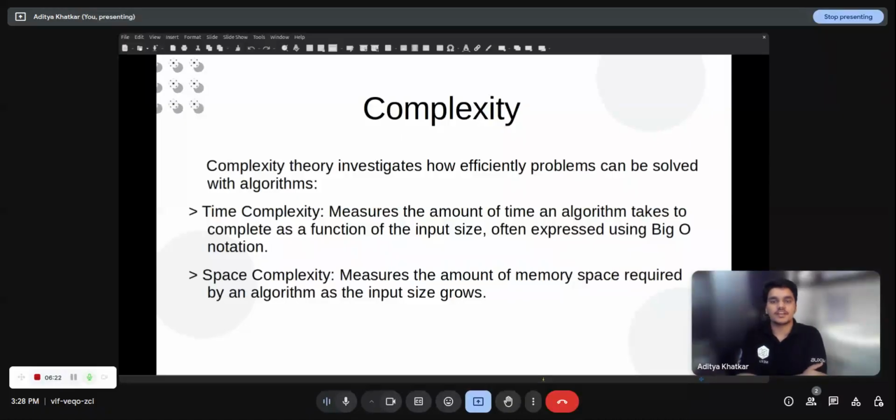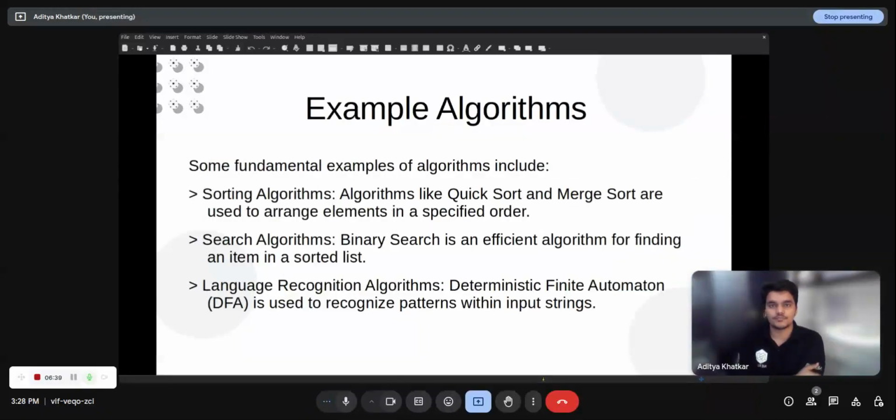Space complexity measures the amount of memory space required by an algorithm as the input size grows. There are various algorithms which take O(n²) space complexity to reduce the time complexity. Although we need to manage both aspects to make an algorithm efficient.